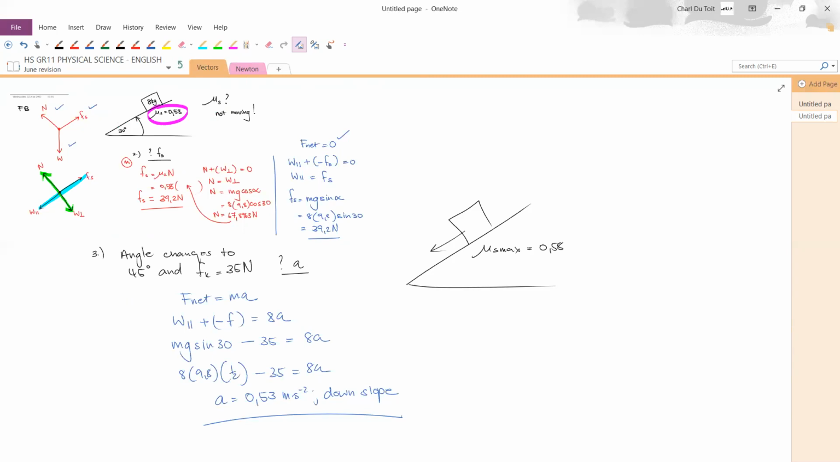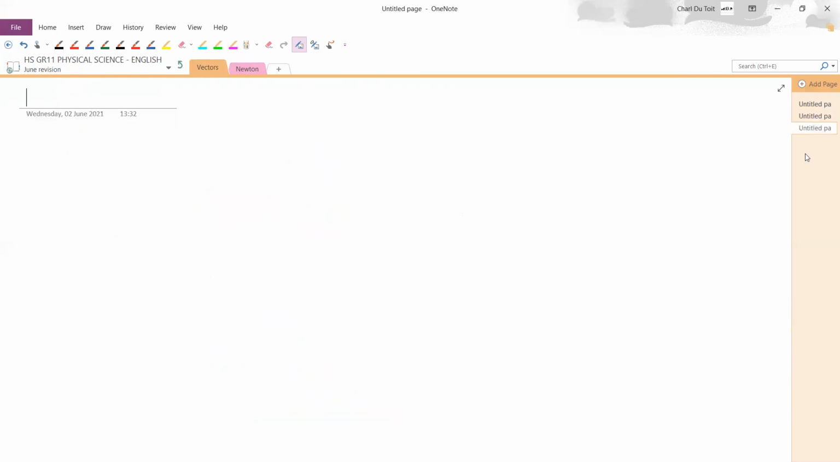Right, so we've done two of these. One with a flat surface, one with a surface that's at an angle. We can also add another block. But before we do that, I just want to do a bit of Newton 3. So we have a flat surface again. And there's a block, let's say 6 kg. And there's another block attached to that, which is 3 kg. Someone's pushing it in this direction.